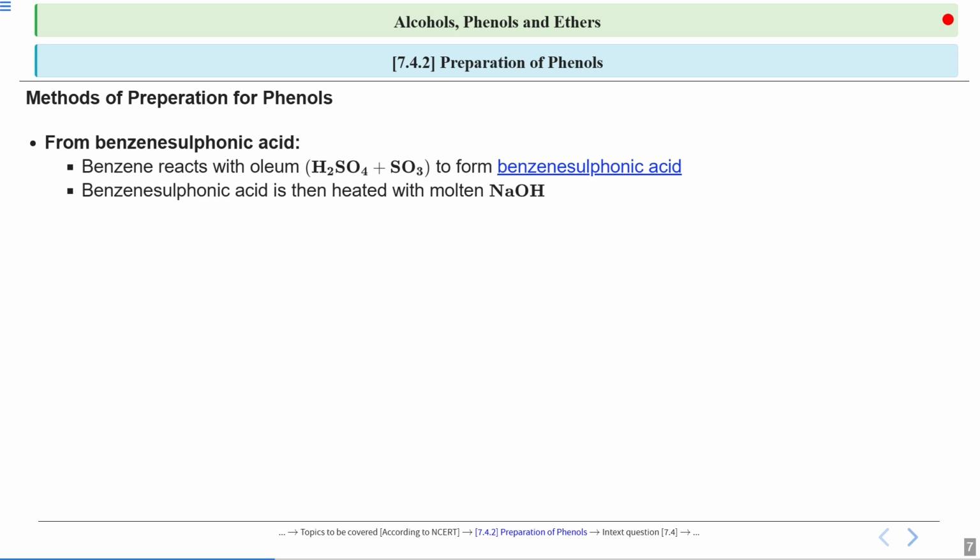So first we'll get benzene. From that benzene, we will get benzene sulfonic acid, and then that benzene sulfonic acid is heated with molten NaOH, and then this mixture is acidified to obtain the phenol. We will treat it under acidic conditions, that is H plus, and then we will obtain a product, that is phenol.